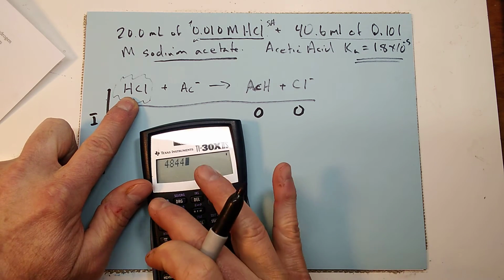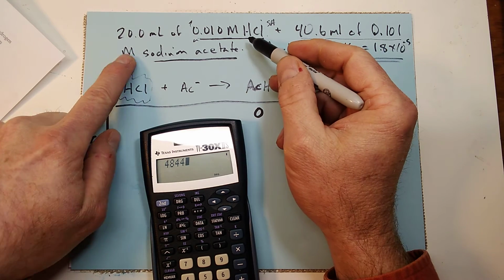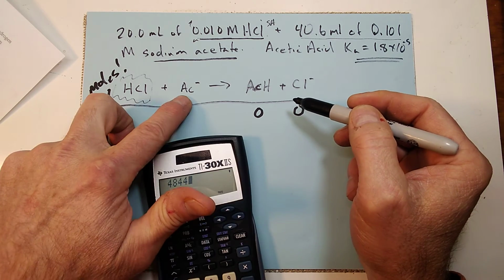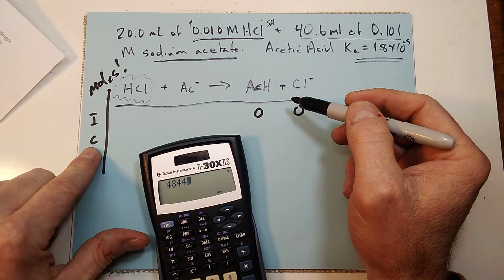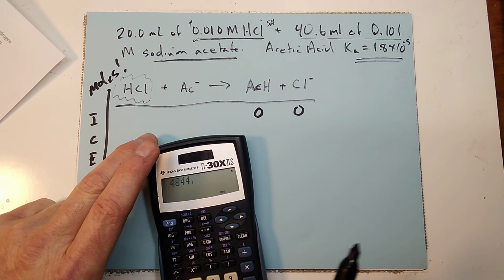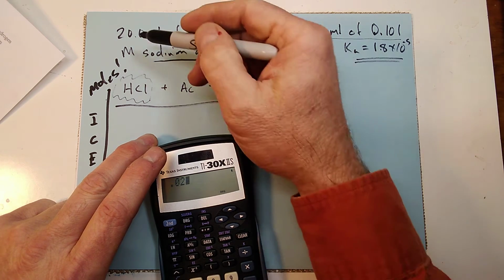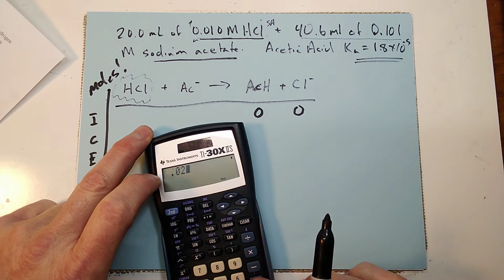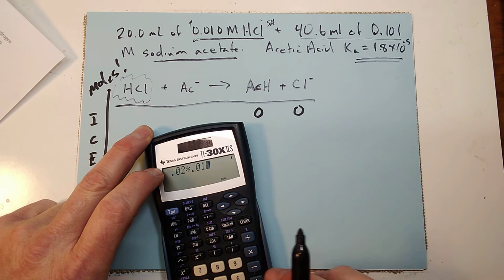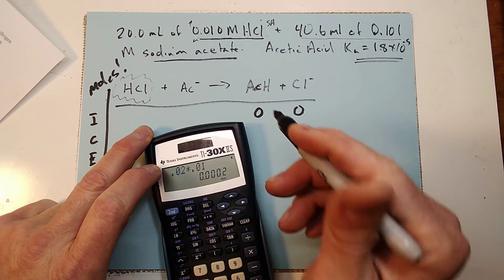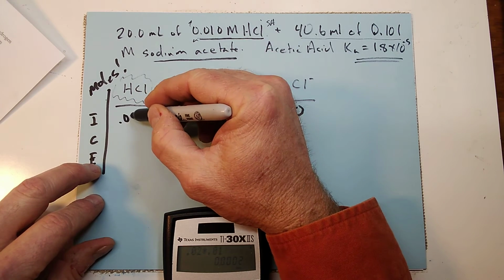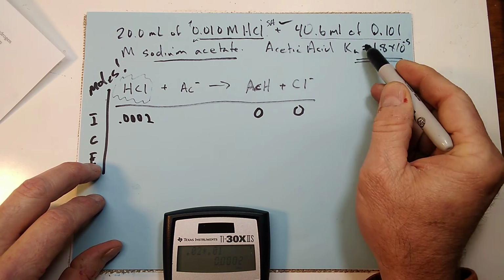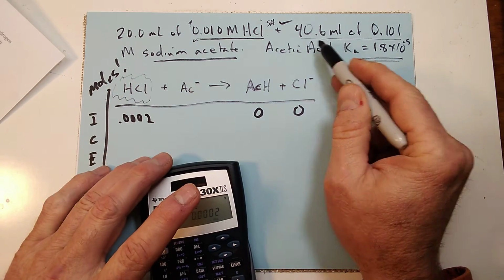So what I'm going to do is determine how much HCl I have in terms of moles, and then determine how much of this I have in moles and consider that reaction as part of the change. So 20 mL is 0.02 liters, moving the decimal point. 20 mL is 0.02 liters times the 0.01 molarity, because liters times molarity is equal to moles. So I have 0.0002 moles of HCl.